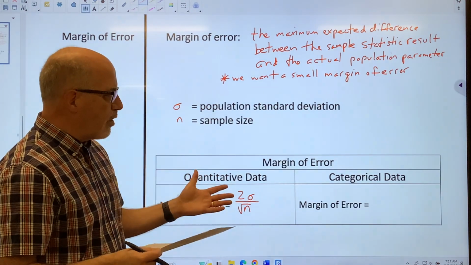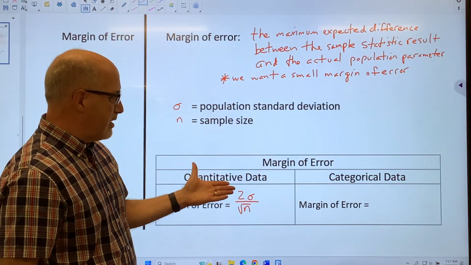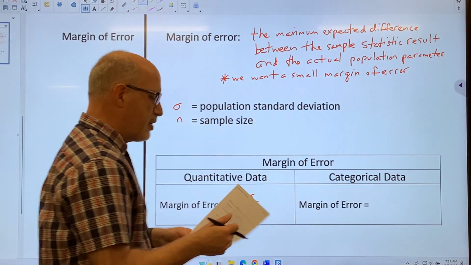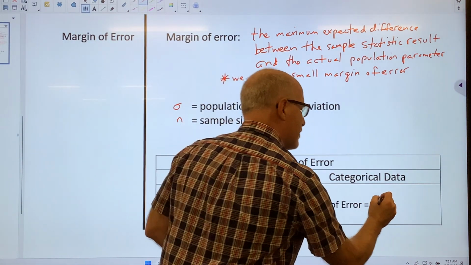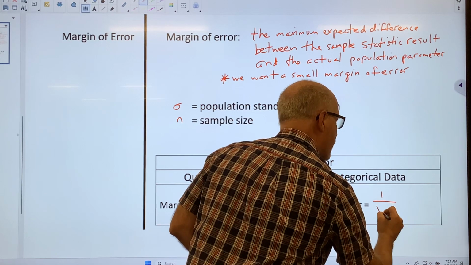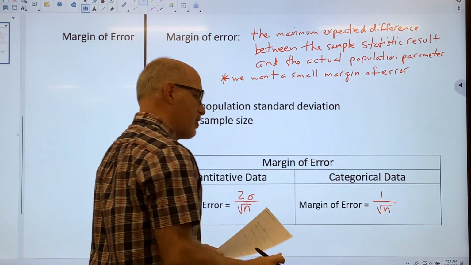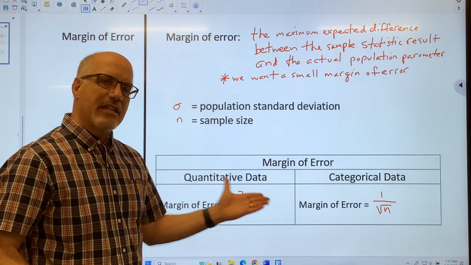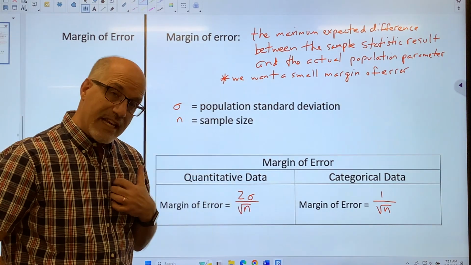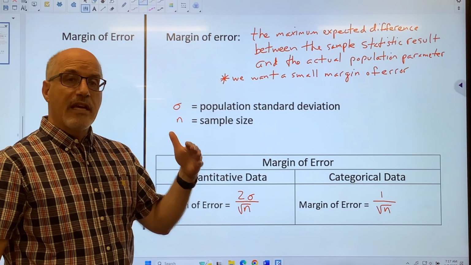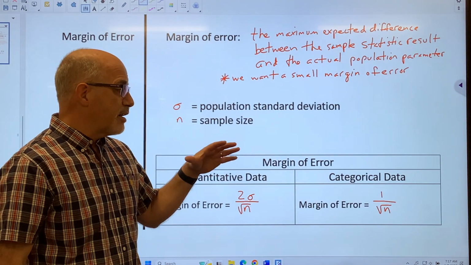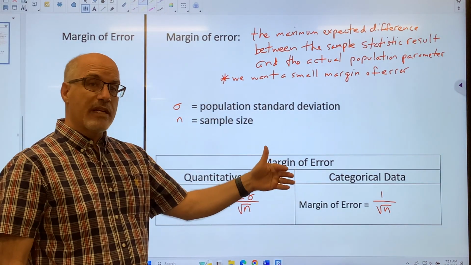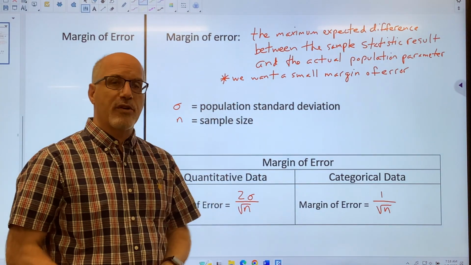If it's categorical data on the other side, so the previous one is if we have numbers as a result. If these are categories as a result, our margin of error has to do just with sample size. So we're going to have 1 over the square root of n as our margin of error for that. So this will tell us what the maximum expected difference is between what we find using statistics to estimate the parameter, and the actual parameter itself.